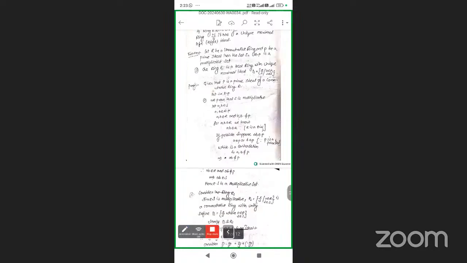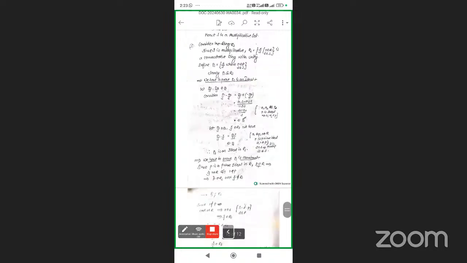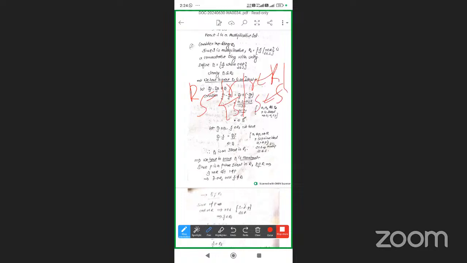If A, B belong to S, then AB belongs to S. So S is a multiplicative set. Now the second condition. Since S is a multiplicative set, RS is equal to the set of R by S such that R belongs to R and S belongs to capital S. It is a commutative ring with unity.